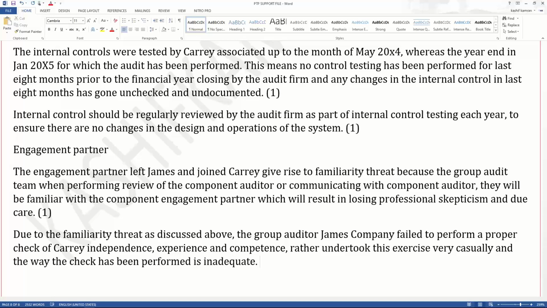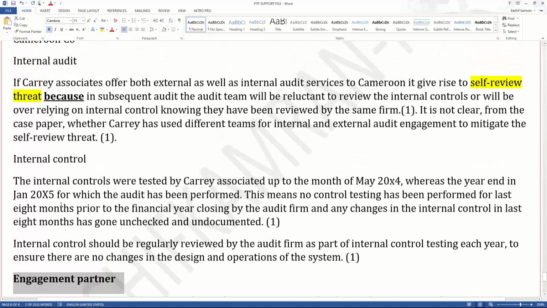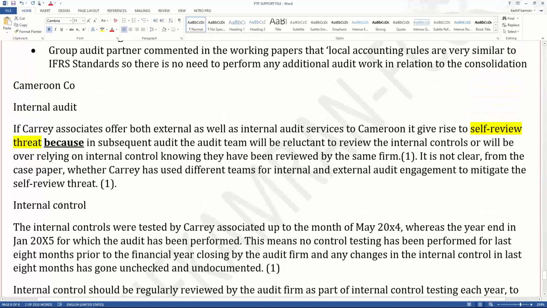That's one issue. So the way you've performed the check on Carey was very bad, very casual, very inadequate. You wrote an action for that. So are you understanding how I'm going down putting my points? Do you look at my 1 mark answer? Every time I'm writing a paragraph, I'm trying to justify why it is an issue. None of my answer is without why. I hope you're all getting that perspective.